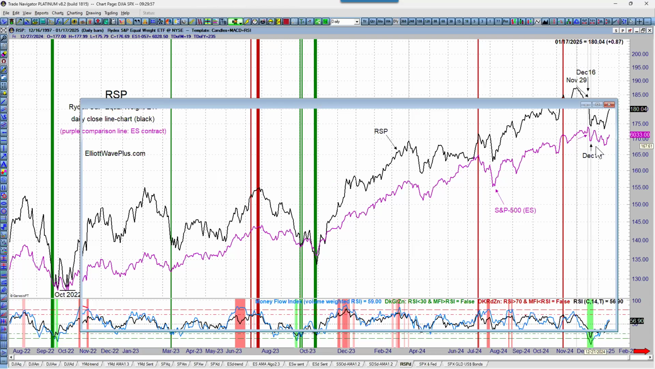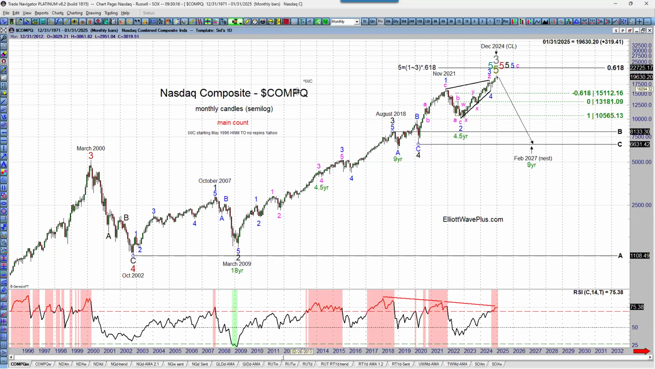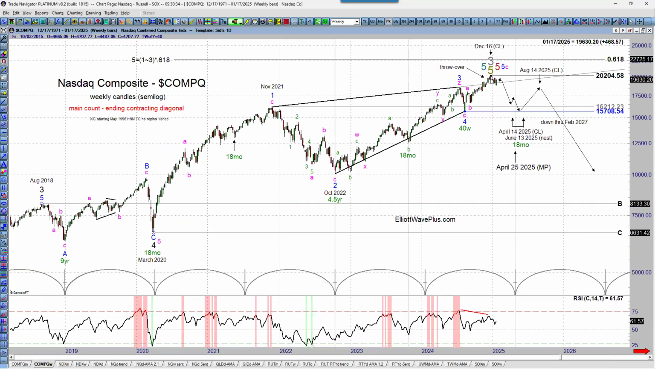So now moving on to the Nasdaq and Russell. We'll start with the COMPQ. So this is the Hurst that I showed you, suggesting that it's possible that later in this year we'll have new highs above the highs we just saw on this chart.